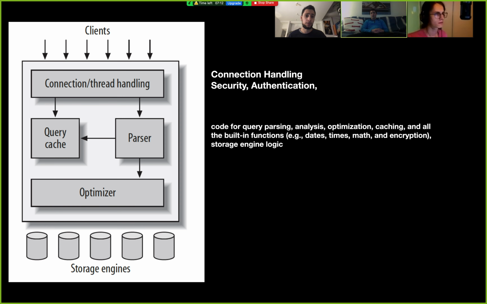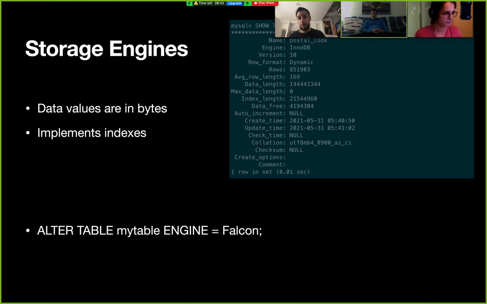Okay, so then there's storage engines. I'm still not very good at differentiating these things, but essentially they do a couple of things. They determine what the data looks like on the disk, and they have data values. You can look them up. Here's an example of the MySQL console and me typing in a command which allows you to see what storage engine is on your table. In this case, it's InnoDB, which is a very popular one. An important thing about storage engines is that they implement indexes, which are one of the most critical pieces for performance.